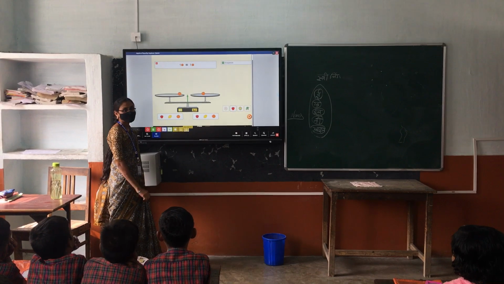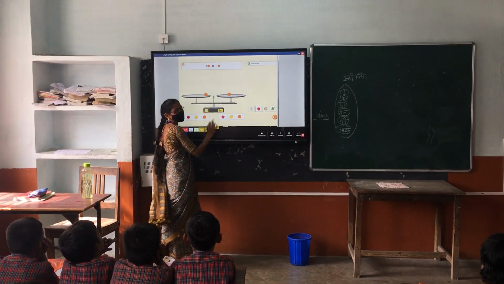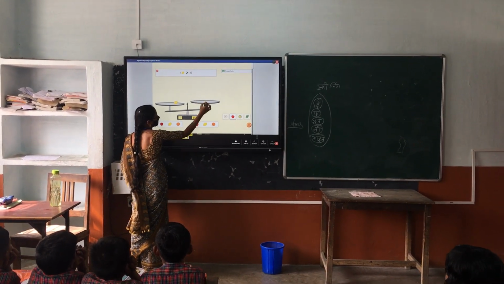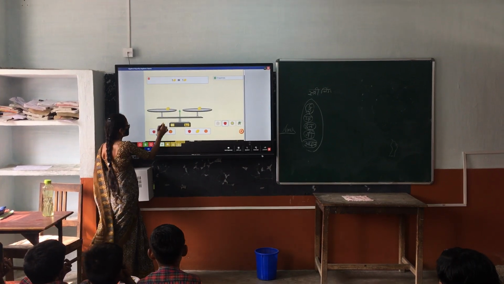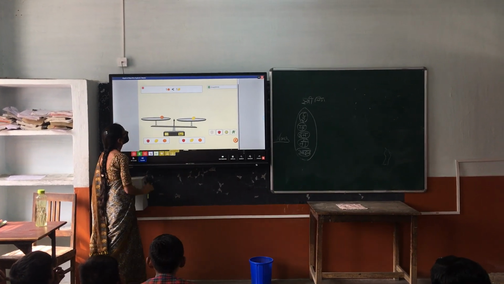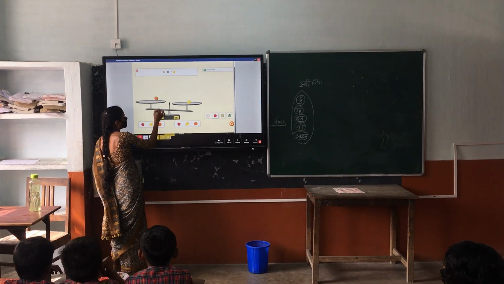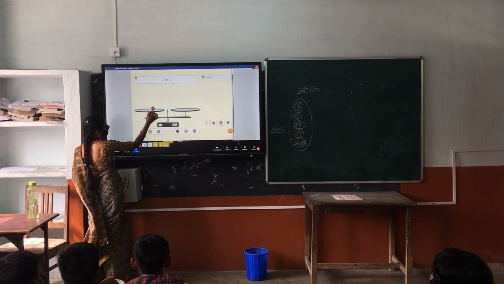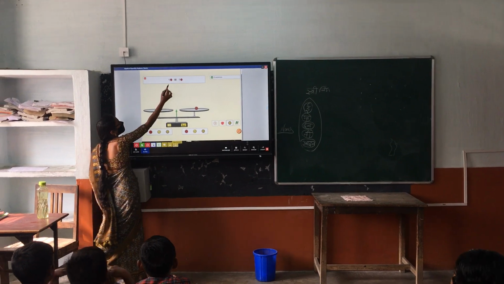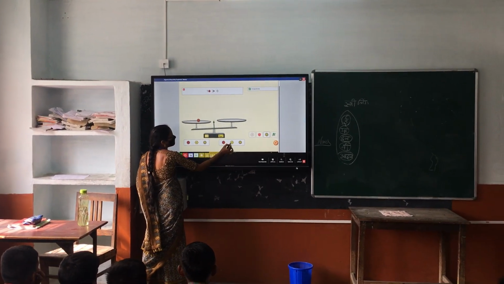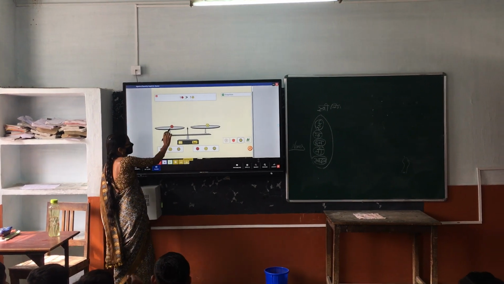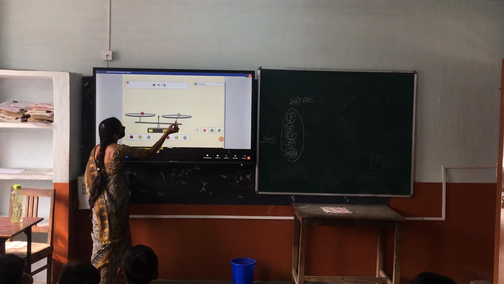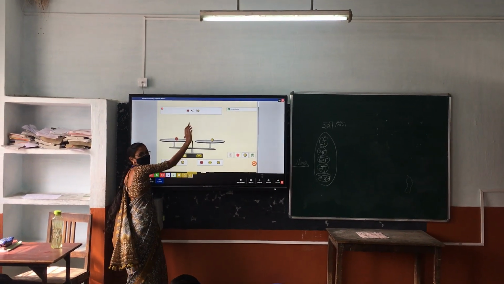Now see. Equal. One orange weight equal to one orange weight. Equal. So if we see like this, now both are equal. Now if you observe this, no. This weight is greater than this weight. Yes? See, it is less than that way.